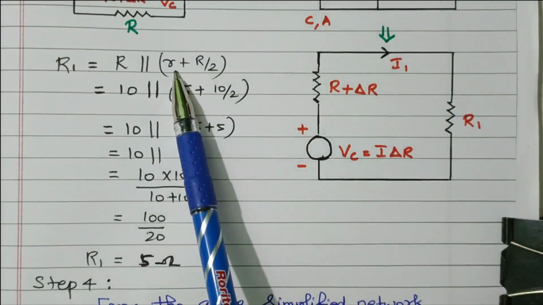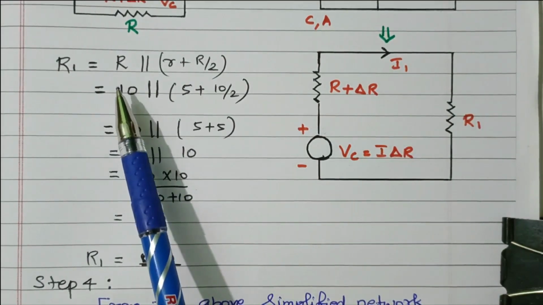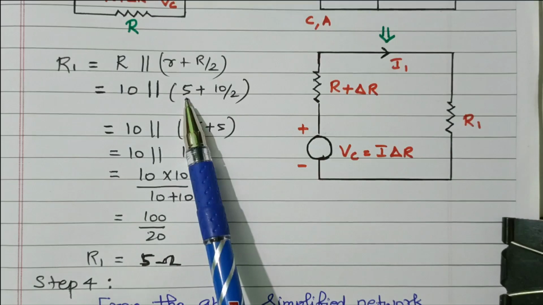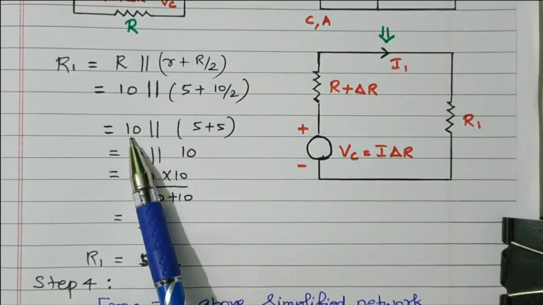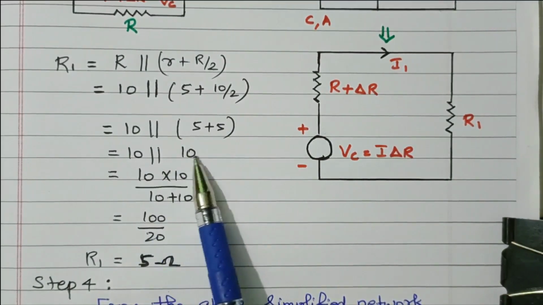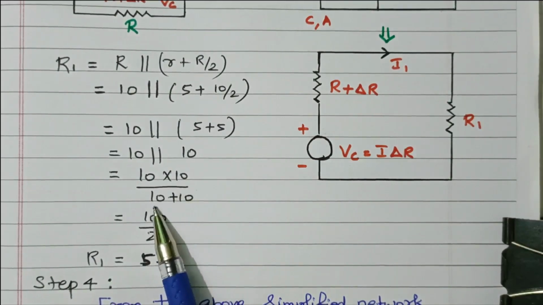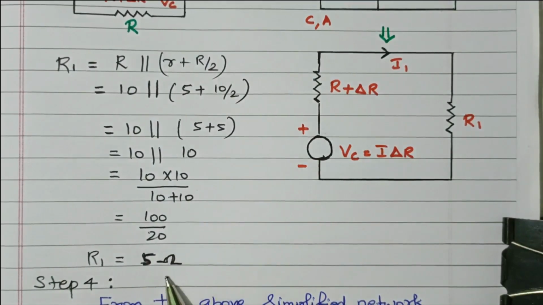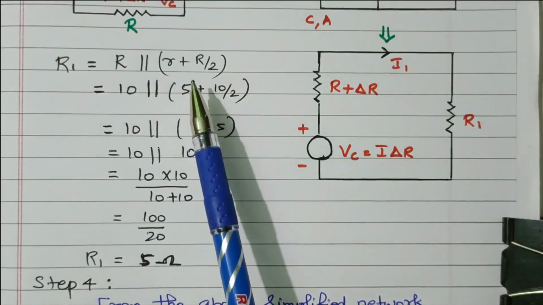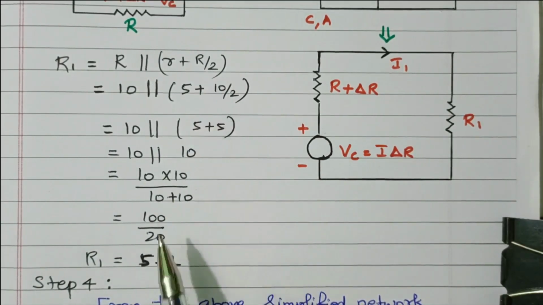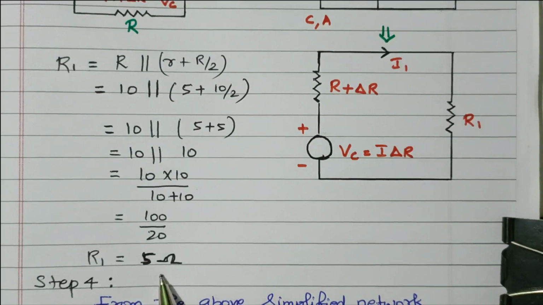Small r plus R by 2 is connected in series, that is parallel with the capital R. This R value is 10, small r is 5, and capital R by 2 is 10 by 2. So it becomes 5 plus 5. 10 ohm parallel with 5 plus 5, that is 10 ohm parallel with 10. So R1 R2 divided by R1 plus R2: 10 into 10 divided by 10 plus 10, 100 by 20 equal to 5 ohm. Right? So when both the resistors are equal we get half of the value, R by 2, what we discussed earlier. Both resistor values are equal means half of the value. So finally we have R, 10 ohm, parallel with 10 ohm. So we got 5 ohm.